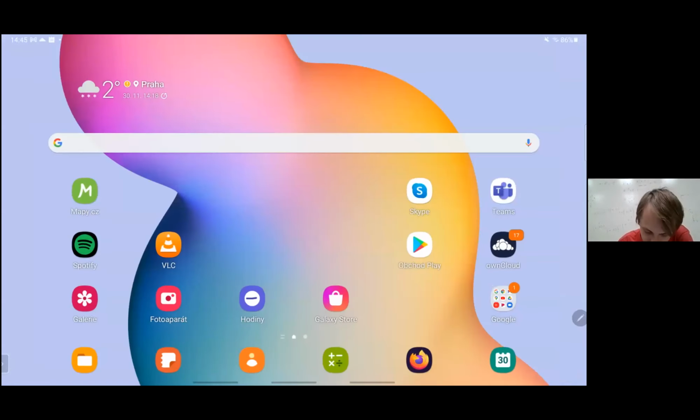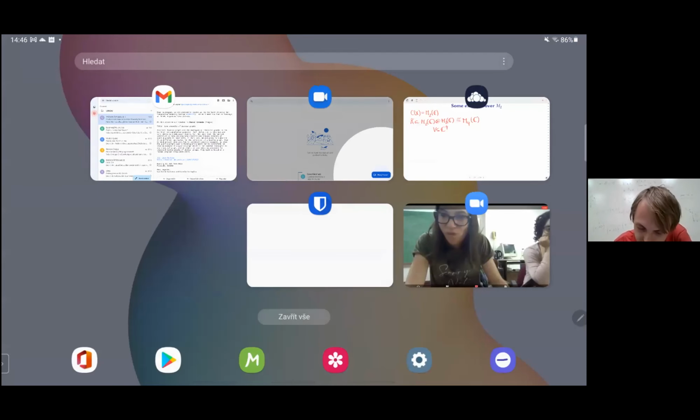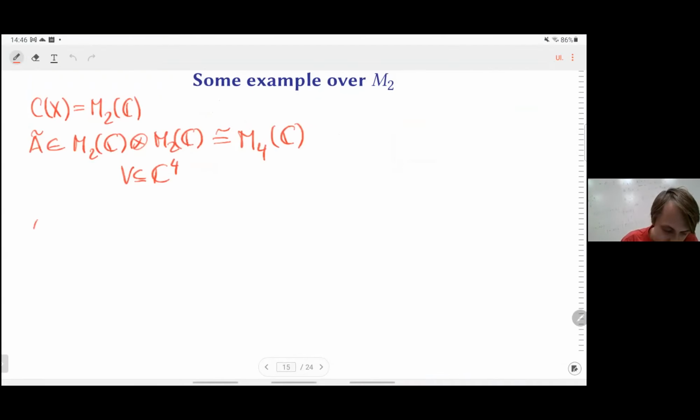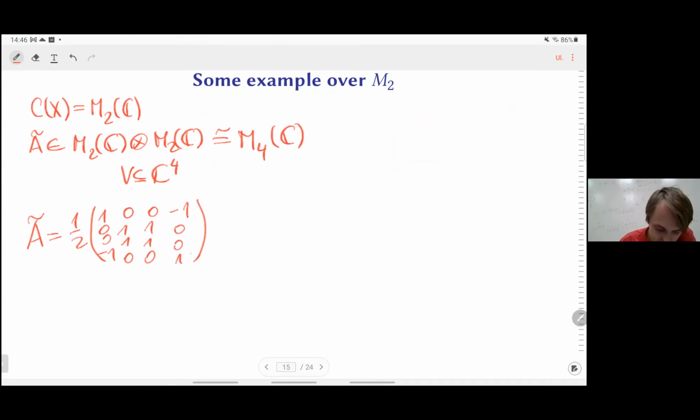Sorry, what did I do here. Good. So for instance, you can take such a projection as an example. This is a projection in M4, projecting, of course, on the linear span of the columns of this matrix. And that's a quantum graph. And maybe we can try to compute the adjacency matrix, how this looks like.